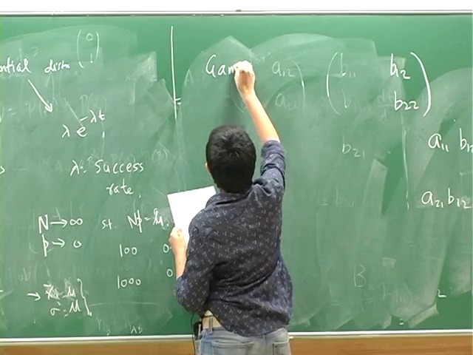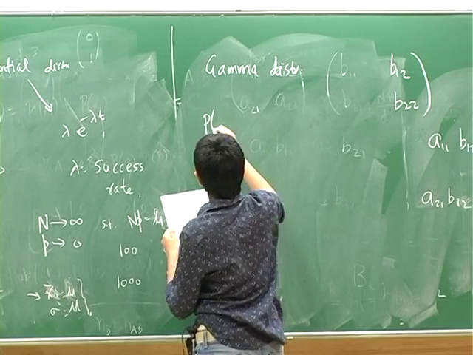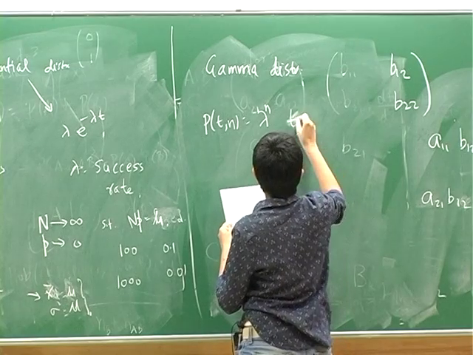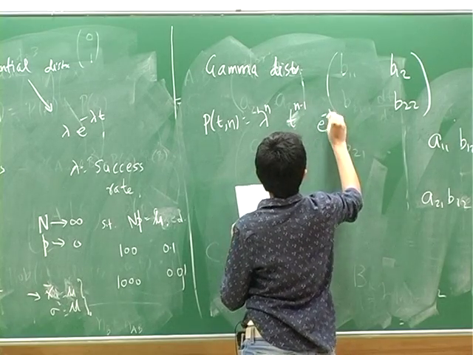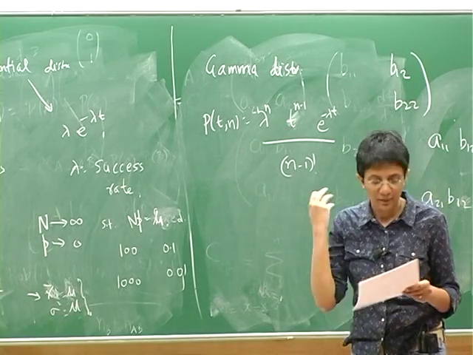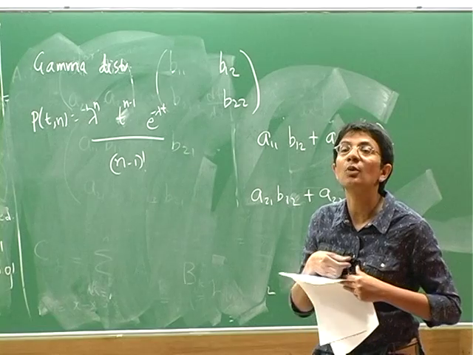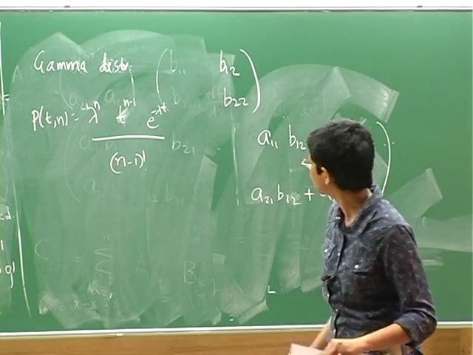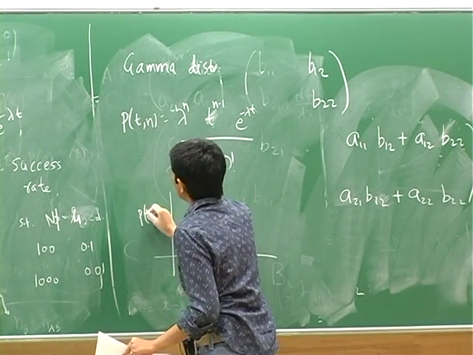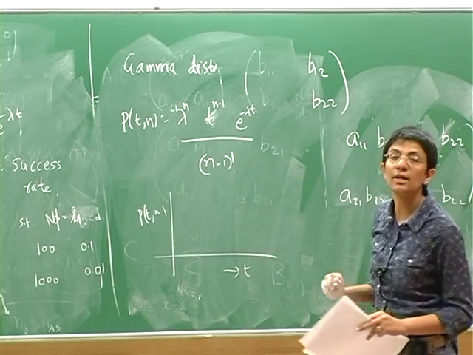Then you have a gamma distribution. Okay, so here's some formula for it. Can you plot this function for me for n equal to 1? When n is equal to 1, how does this function look? For n equal to 1, do you see something here? What happens for n equal to 1?